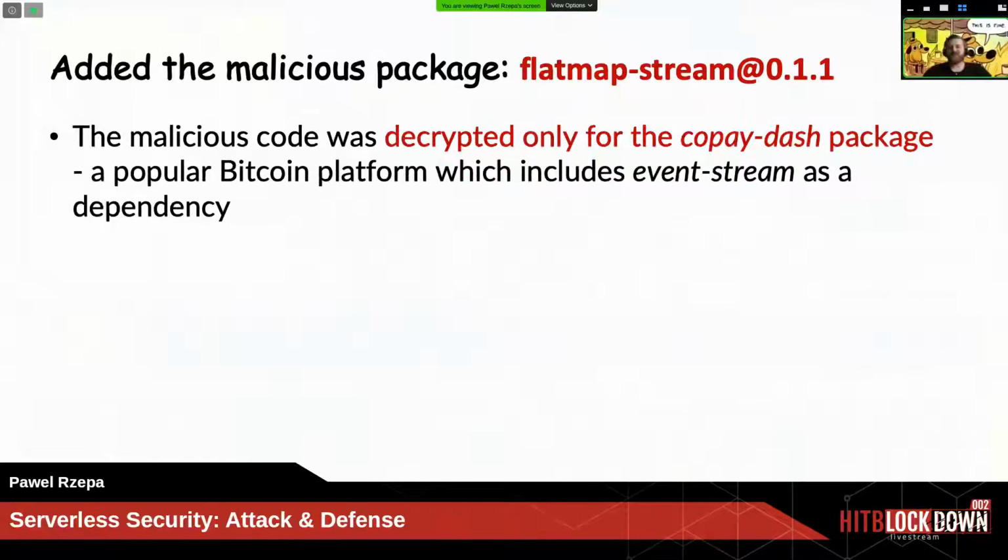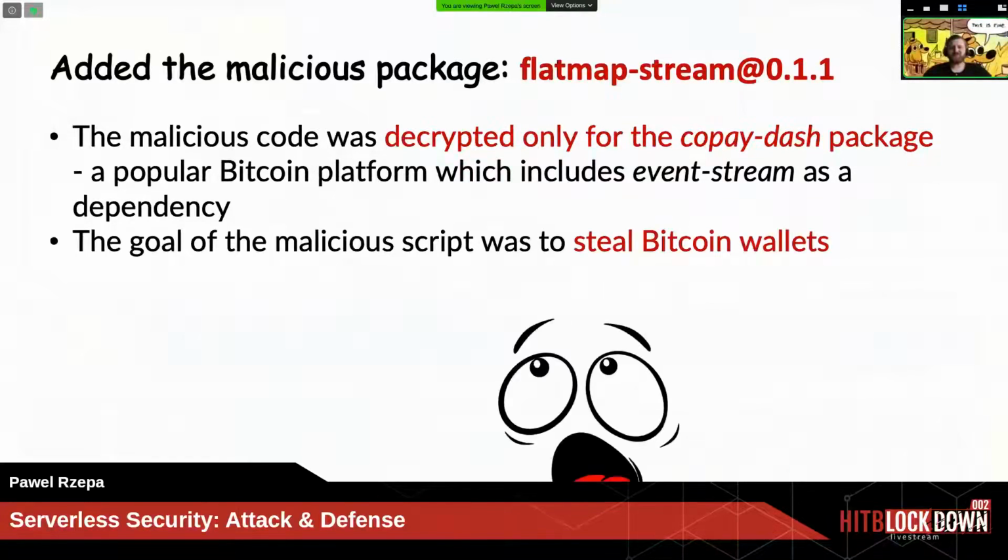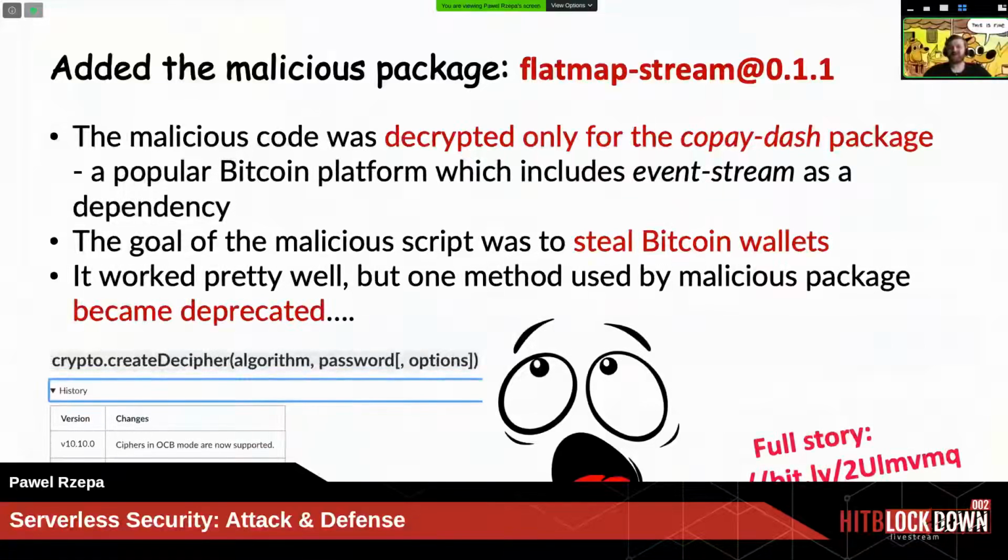Because one of the methods used by flatmap-stream became deprecated, all the applications that used the event-stream with the malicious flatmap-stream dependency were notified about the deprecated method, and this was the method related to crypto. So people were pretty scared: they are not using any crypto, so why are those warnings coming to them? There's a really nice write-up regarding this story. If you'd like to read it in detail, check it out under this link.